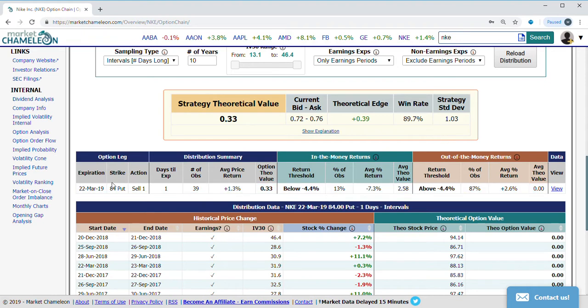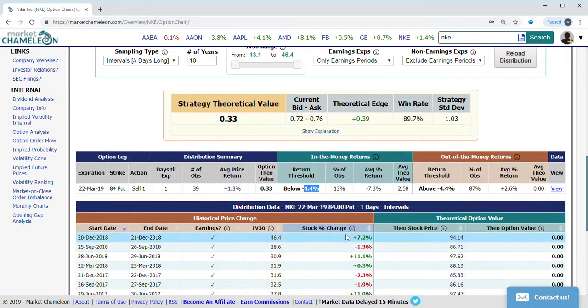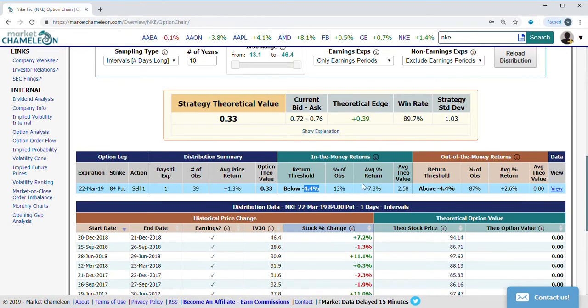We see that over here, the stock fell below 4.4%, which is where this strike is, 13% of the time. So 13% of all our data showed that after earnings, the one day, it would have resulted in the stock falling below that strike price, and it was above that strike price 87% of the time. So we have 39 observations, and these are the statistics, and these are the average returns when it fell below 4.4%. These are the average returns when it was above the 4.4%.